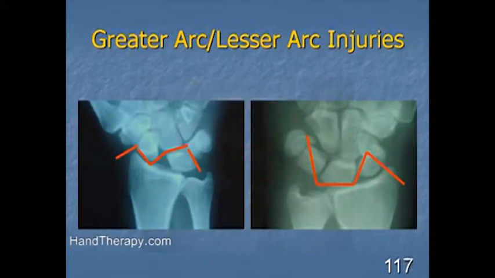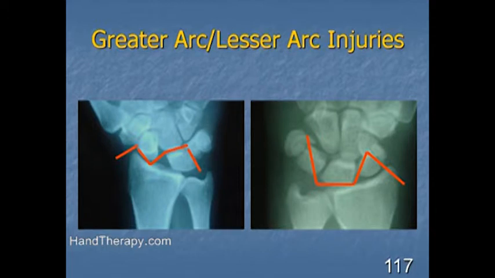On slide 117, we describe the greater and lesser arc injuries. On the left side of the slide, we see the red lines. This is an injury that goes around the scaphoid, through the scapholunate interosseous ligament, between the capitate and the lunate, and then through the interval between the lunate and the triquetrum, a lesser arc injury.